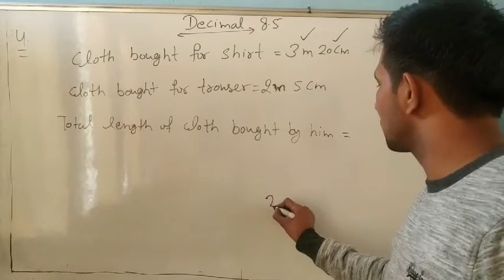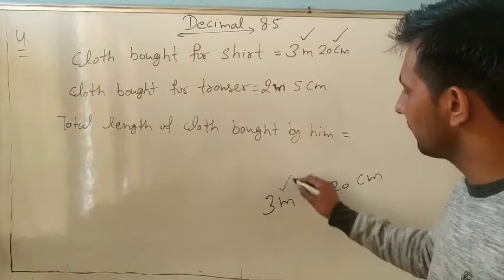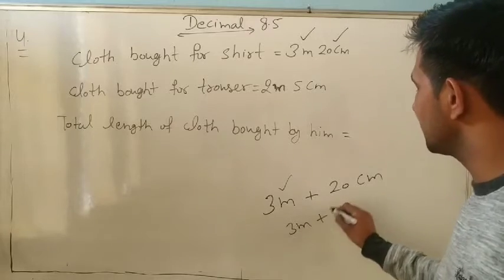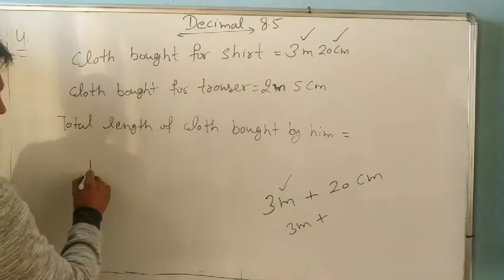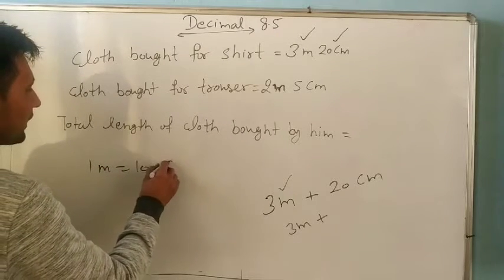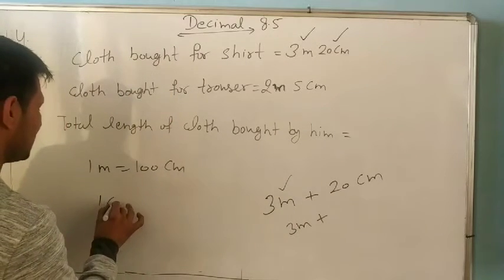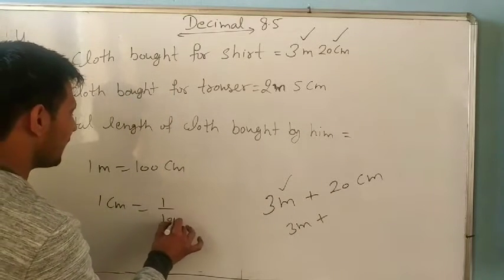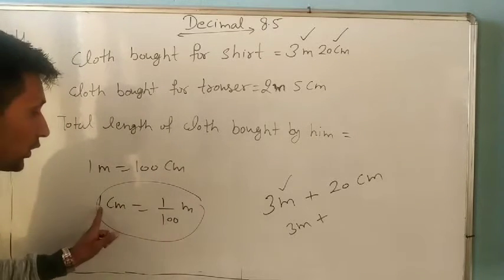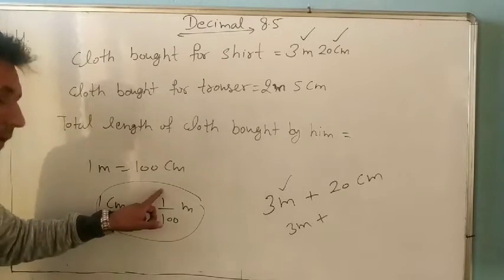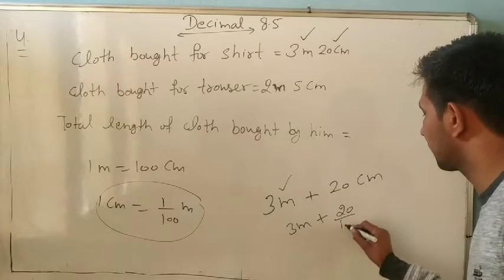Everyone knows 3 meter plus 20 centimeter. The 3 is already in meter, no need to change. So 20 centimeter, how will we change it in meter? Everyone knows 1 meter equals 100 centimeter, but we want to change centimeter. So first find the value of 1 centimeter: 1 centimeter equals 1 by 100 meter. 2 centimeter is 2 by 100, 3 centimeter is 3 by 100, and 20 centimeter is 20 by 100 meter.